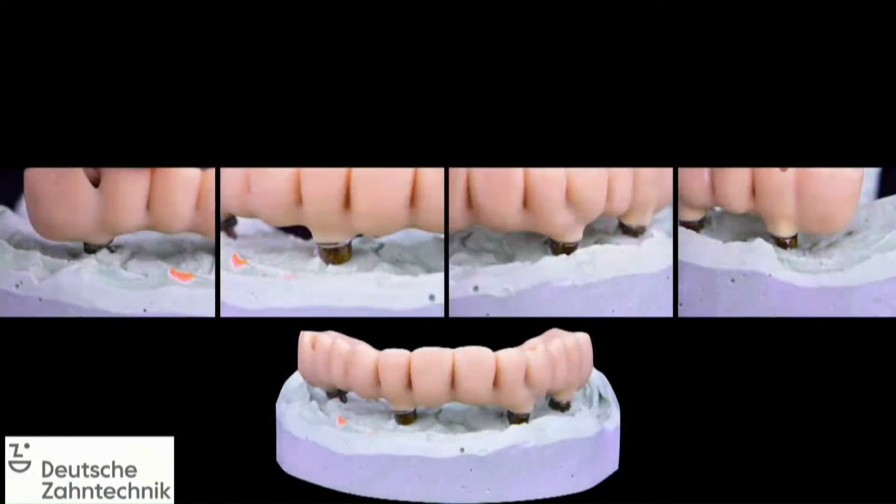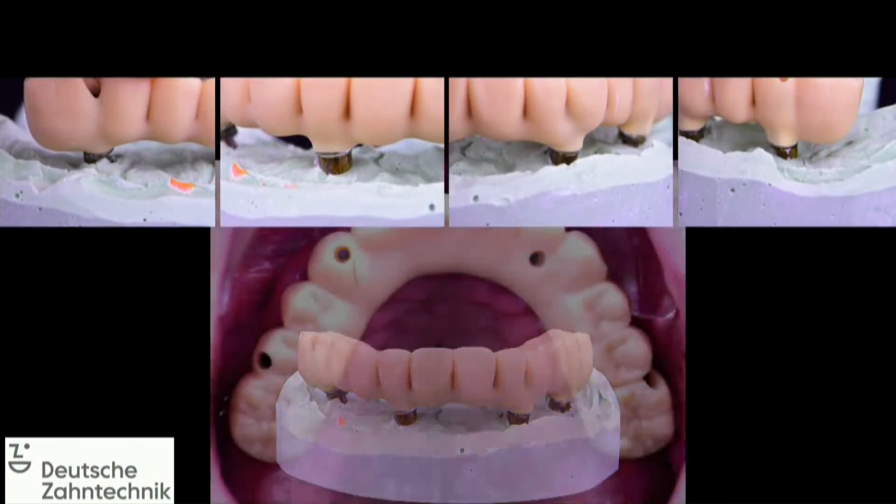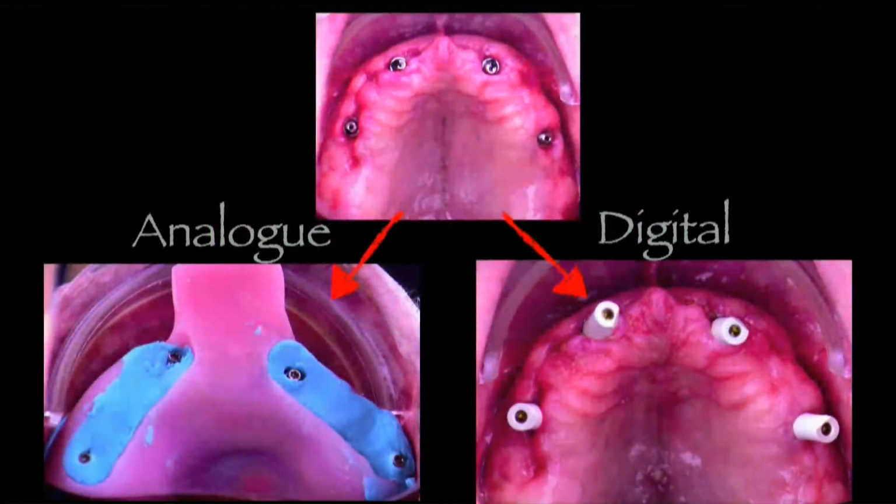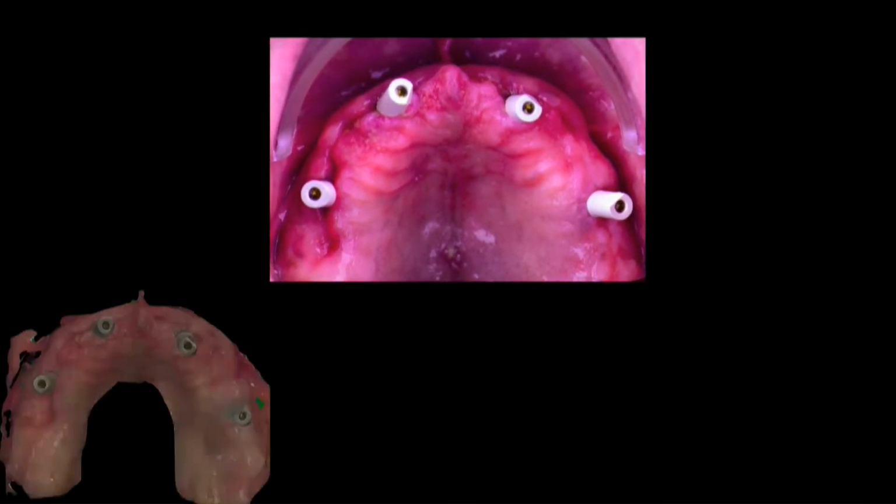And as you can see, the prototype was seating very well on the master cast and the patient's mouth, indicating that our data acquisition was acceptable. Now, let's see my results with the digital workflow and see if I was as lucky.